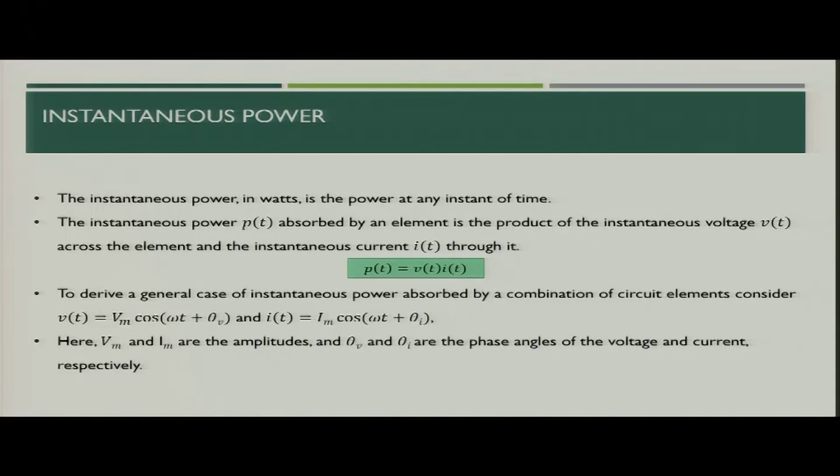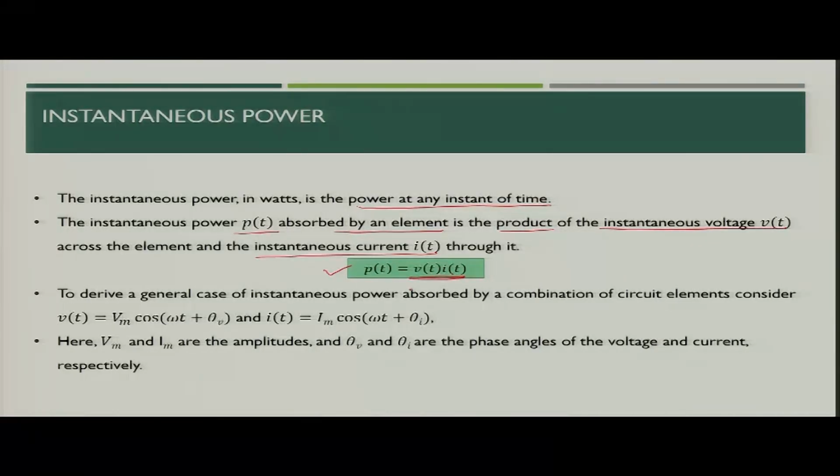Now, let us talk about the instantaneous power. Instantaneous power is the power at any instant of time consumed by an element or being supplied by any voltage or current source. So instantaneous power P t absorbed by any element is the product of instantaneous voltage V t and the instantaneous current I t, which is flowing through it. So in mathematical terms, we can write P t is nothing but voltage V multiplied by current I, both in time domain.